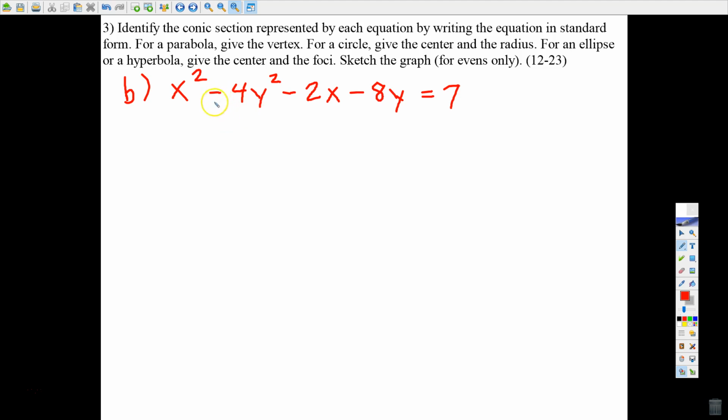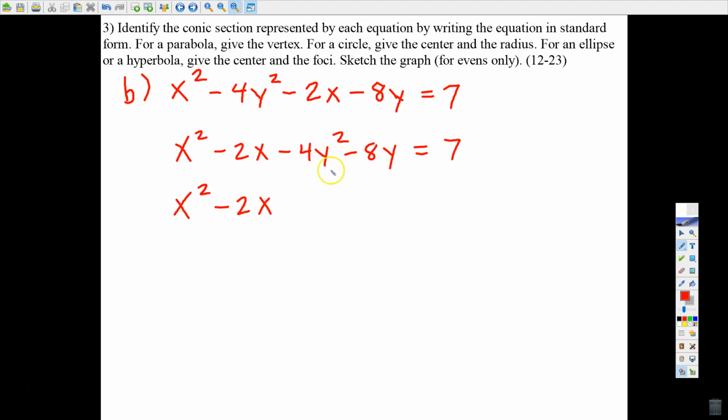Same idea, we need to change this general form into standard form. So this one needs to be organized a little bit first. I'm going to put my x terms together and then my y terms together. And my idea here is to complete the square. Here I've got this 4 that has to be pulled out first. So I think I'm going to just take care of that. And then I'll complete the square on both variables on the same line.